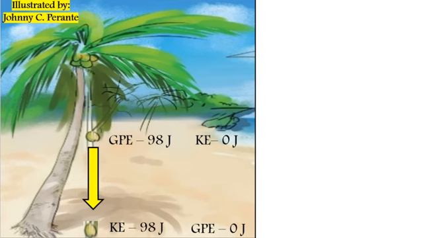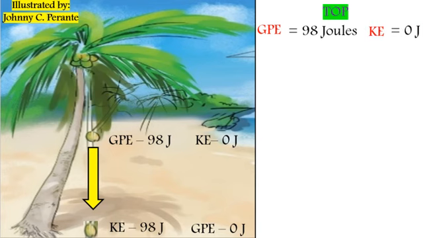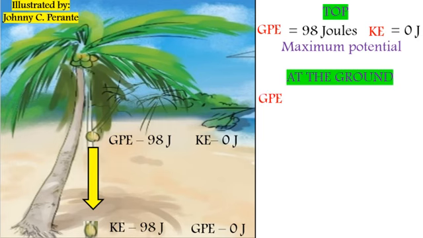So let us elaborate more. At the top, gravitational potential energy is equal to 98 joules, while the kinetic energy at the top is 0. So 98 joules here is the maximum amount of energy present in the coconut. While at the ground, the gravitational potential energy is equal to 0 now, while the kinetic energy at the ground is equal to 98 joules.